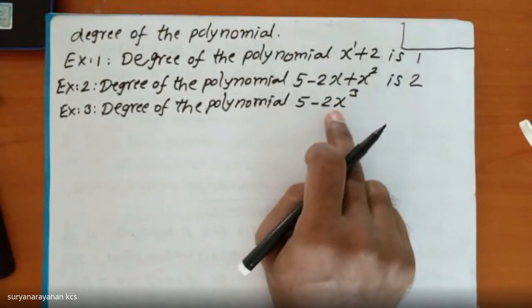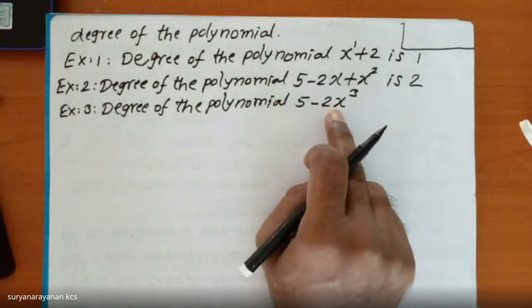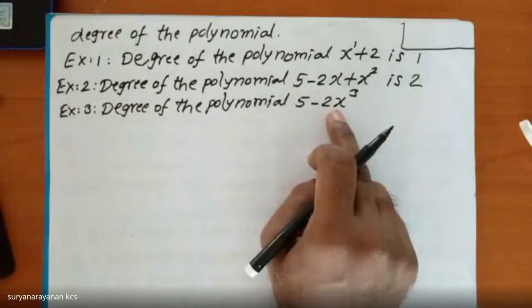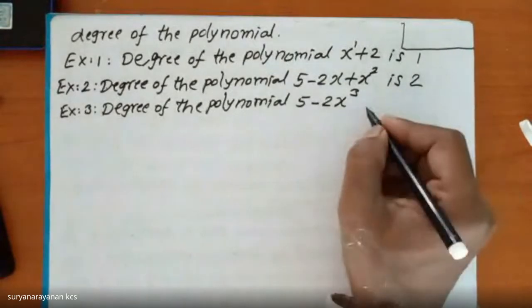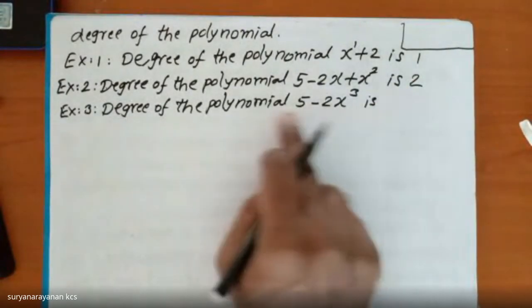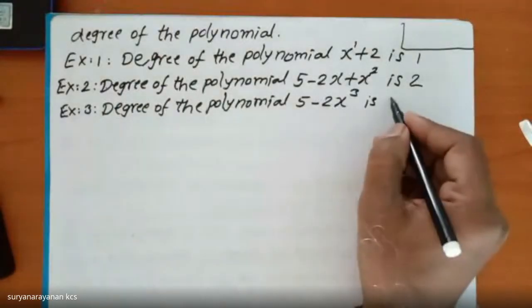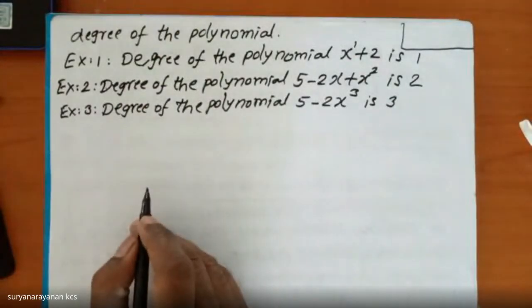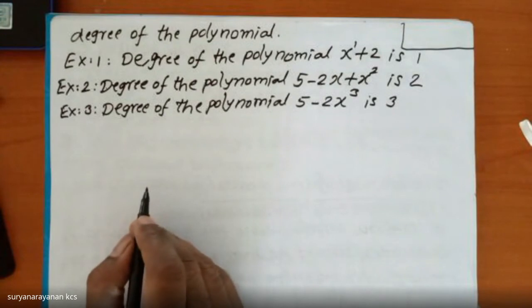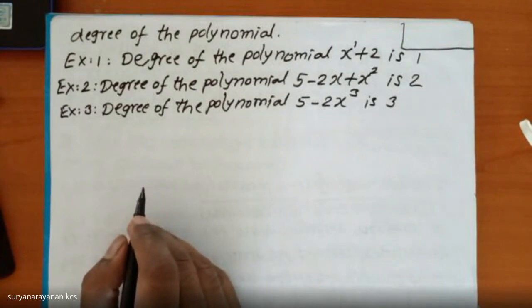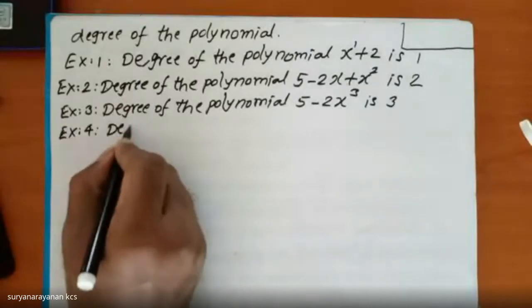What is this second term called? X cube term. Then what is the highest power of X in this polynomial? Sir, 3. So the degree of this polynomial is 3. Understood this point, my dear children? Understood, sir.